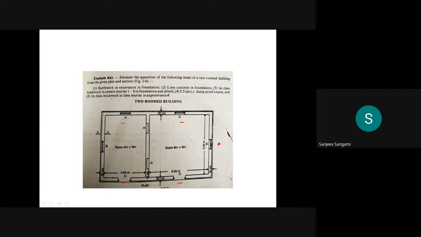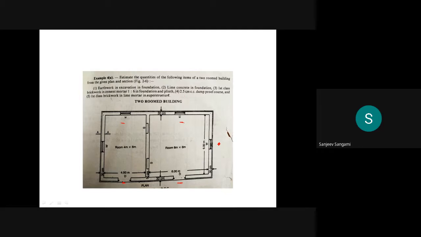Then here, what he has asked is: estimate the quantity of the following items of the two-room building from the plan and the section. So earthwork in excavation in foundation. You have to excavate it, and we already did that. And the second one, lime concrete in foundation. He is going to mention what will be the breadth of lime concrete in foundation and how much will be the height of that. That only we have to consider.